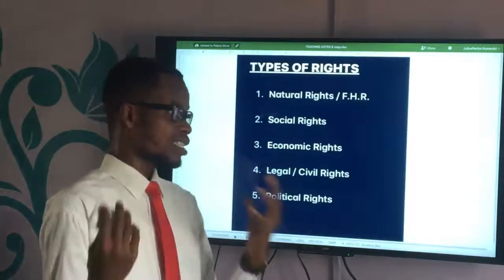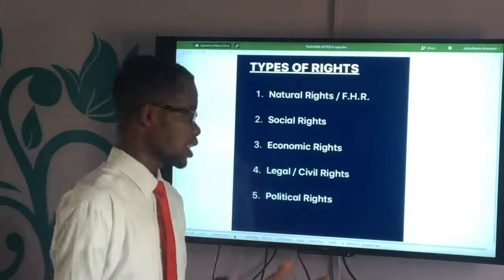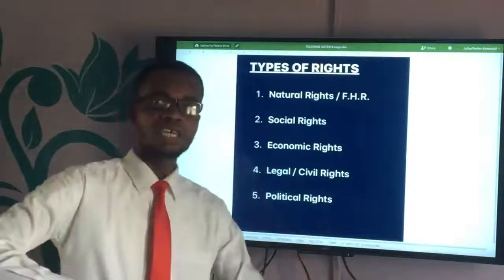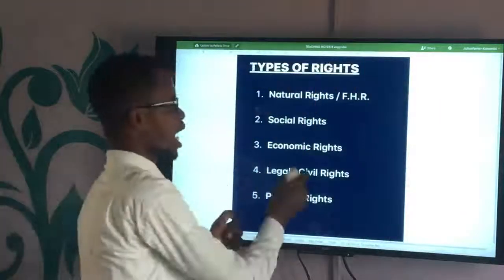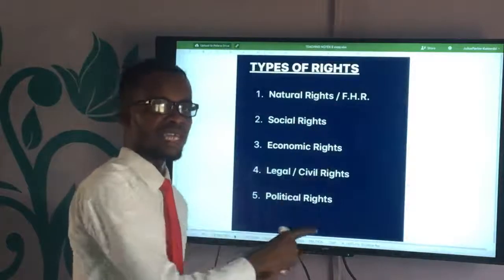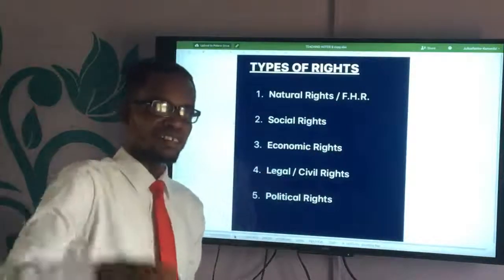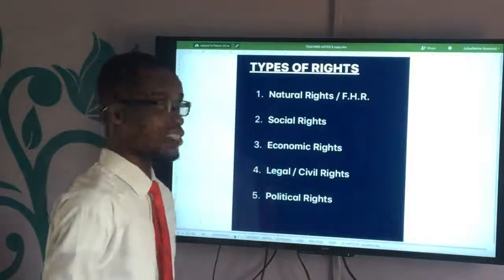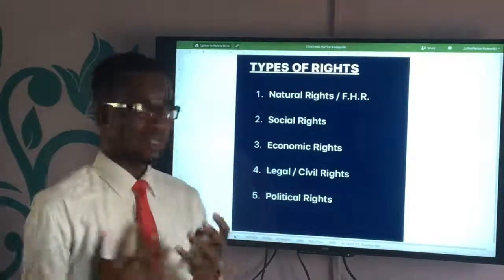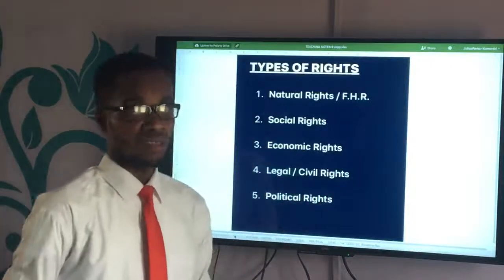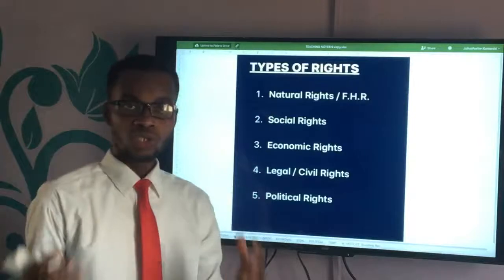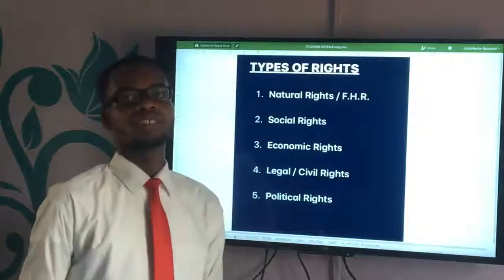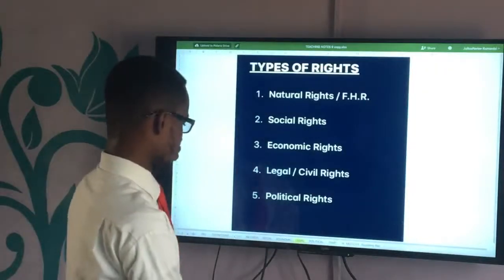I did mention in my intro the Universal Declaration of Human Rights. They met and drafted it and said that globally every country should look at all these types or categories and make sure that their citizens enjoy every kind of these rights. Okay, so we look at natural rights, the FHR. We understand what it stands for shortly. Then we have social rights, economic rights, then legal or civil rights, and then political rights. So let's take them one by one.